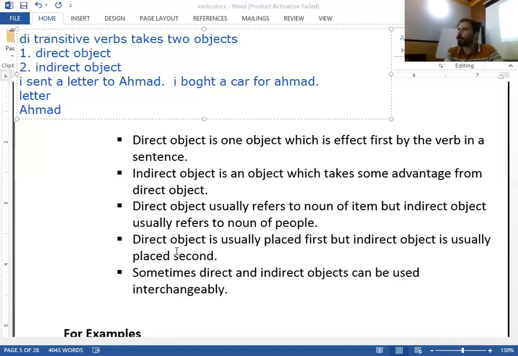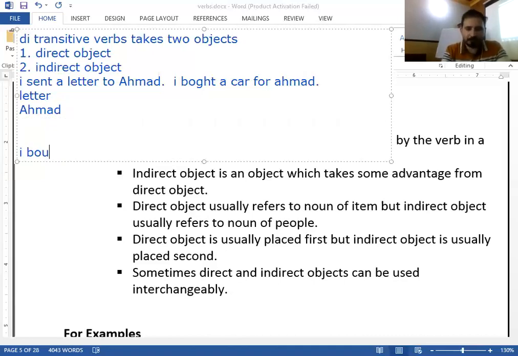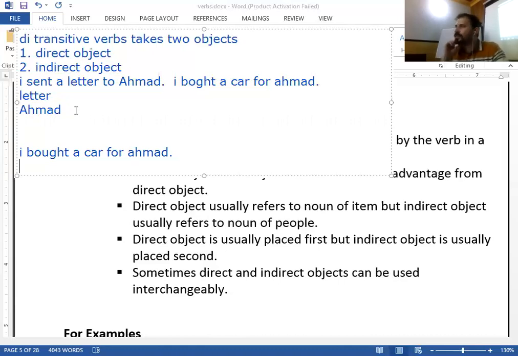Last point: sometimes the direct and indirect object can be used interchangeably. Let me explain it here. I bought a car for Ahmad: the car is the direct object and Ahmad is the indirect object. They can be interchanged, with the indirect object first and the direct object second. For example, I bought Ahmad a car. But remember one thing in this case.